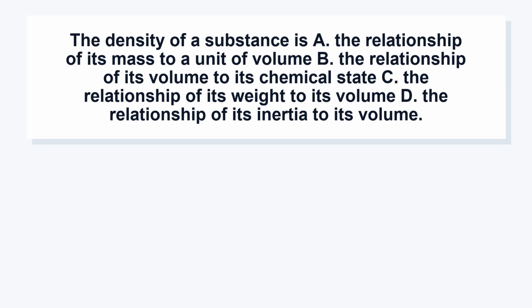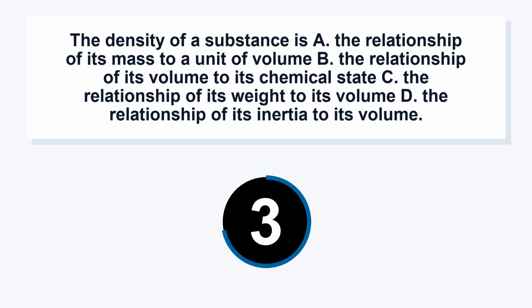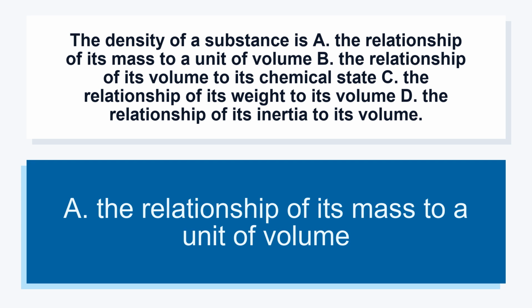The density of a substance is A. The relationship of its mass to a unit of volume. B. The relationship of its volume to its chemical state. C. The relationship of its weight to its volume. D. The relationship of its inertia to its volume. A. The relationship of its mass to a unit of volume.